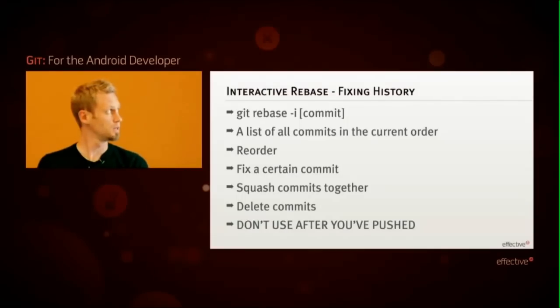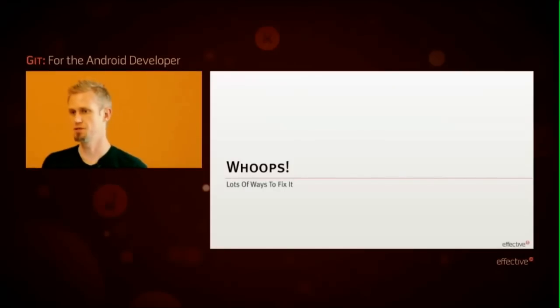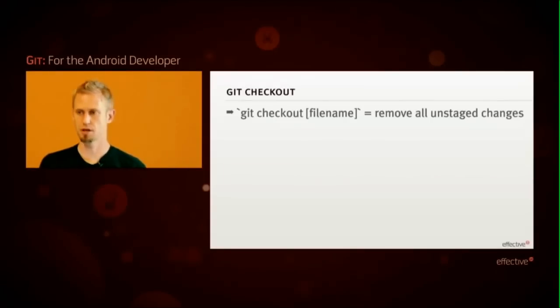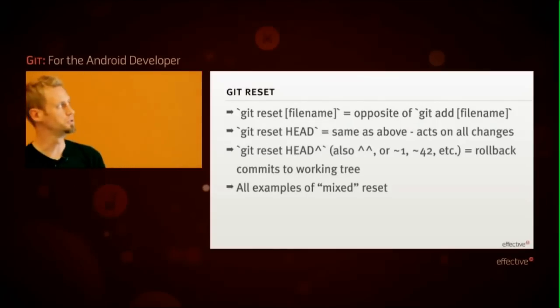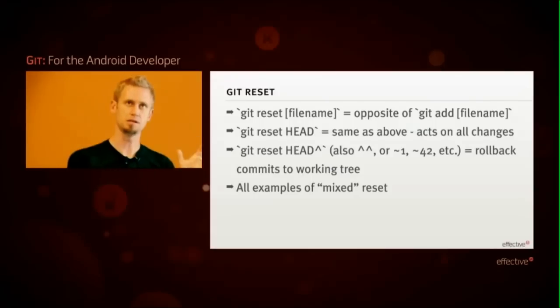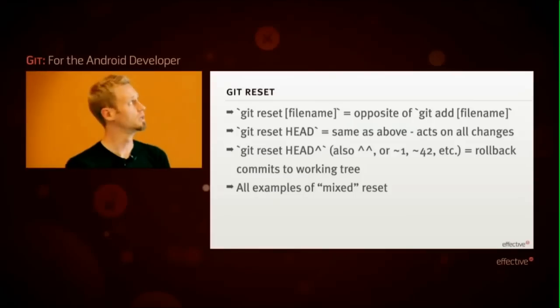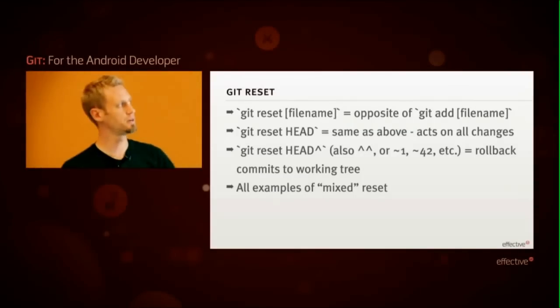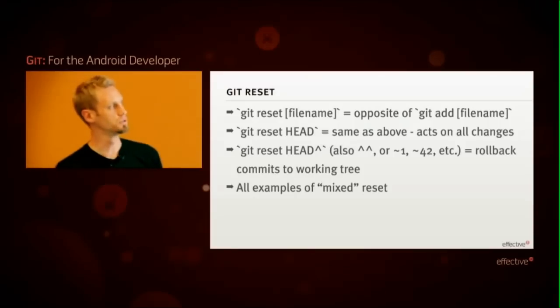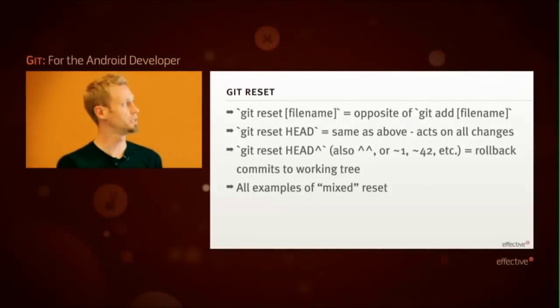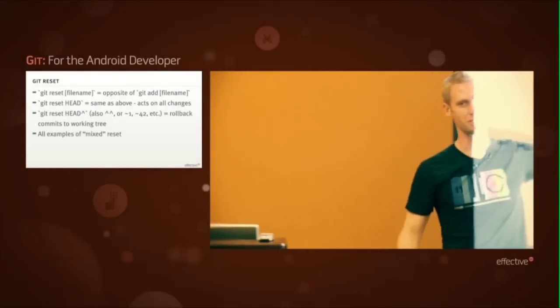But it's pretty powerful. And then there's a couple different ways to fix problems that you may have accidentally created. Git checkout with a file name will remove all the unstaged changes to a file. So I just want to start over. You do git checkout and the file name and it'll get rid of your changes. Sometimes that's useful to do. Git reset will allow you to basically make your working copy and/or index look like something. So here are some examples. If I say git reset and a file name, it will unadd it, so it'll take it out of the index. Git reset head will do that same thing, but to all the changes that I have.